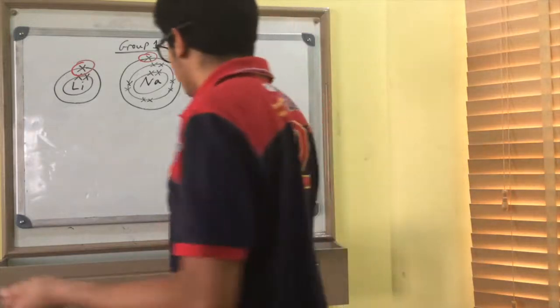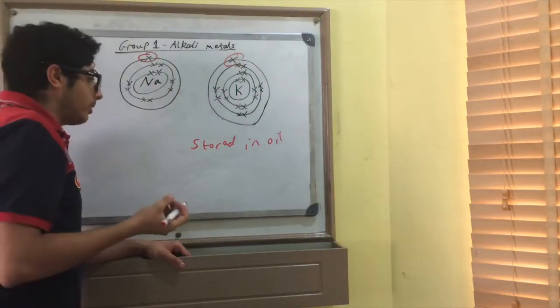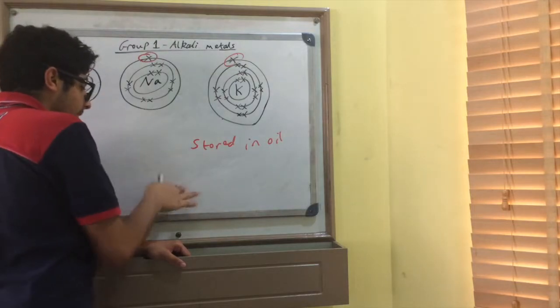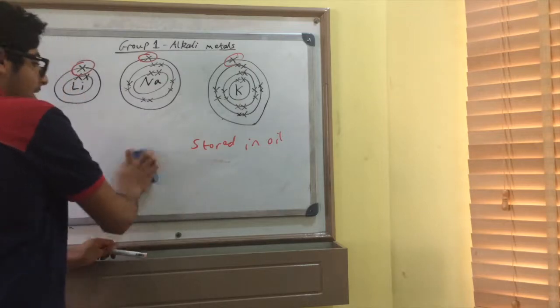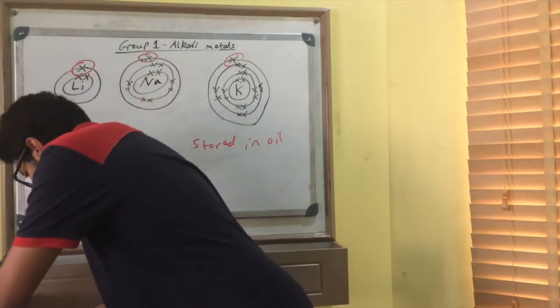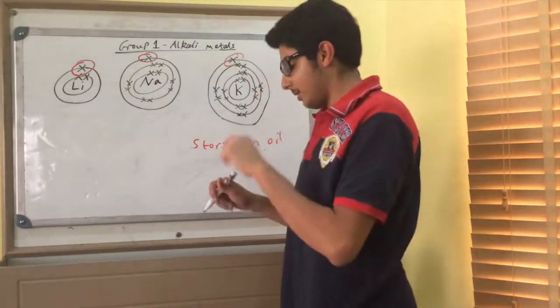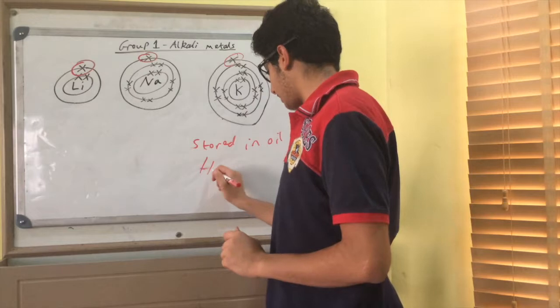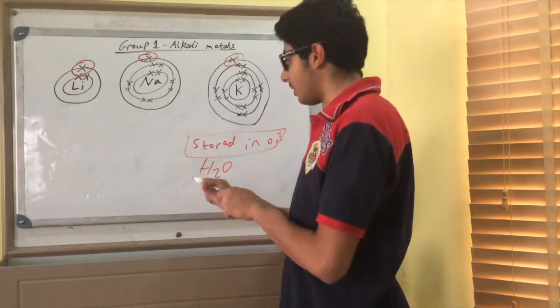Why? What does the oil do? Well, these metals are so reactive, they react with air. And so, storing them in oil, they are prevented from reacting with air and other gases, as well as water itself. So they cannot react with water, cannot react with air when they are stored in oil.